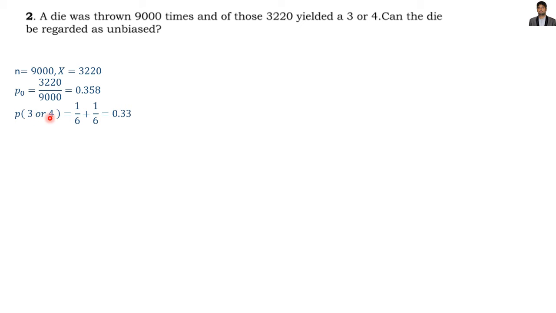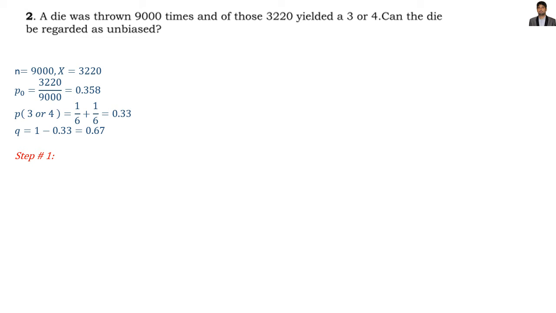Probability of getting 3 or 4 in a die: 1 over 6 plus 1 over 6 will get 0.33. And Q is equal to 1 minus P, which is 0.33, and we'll get 0.67.